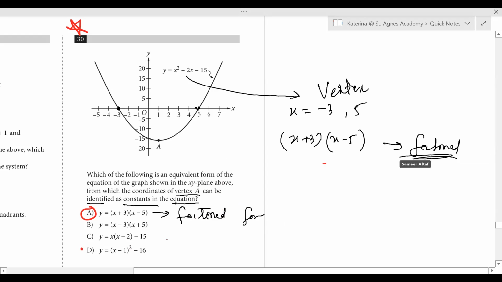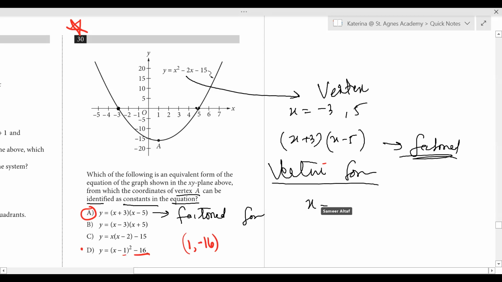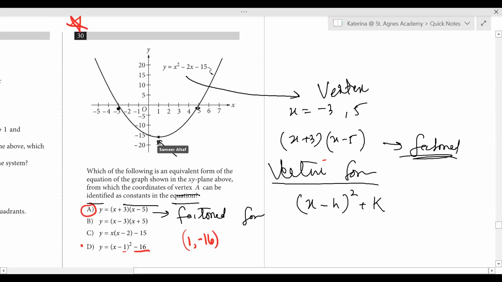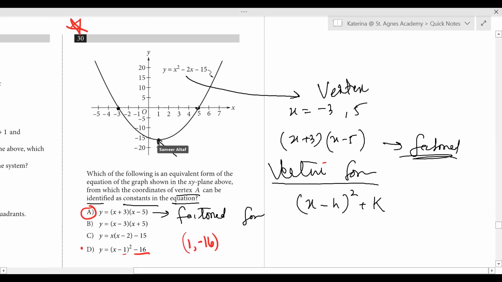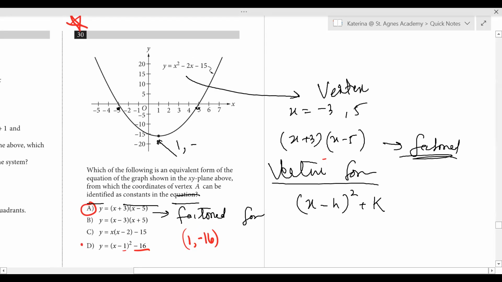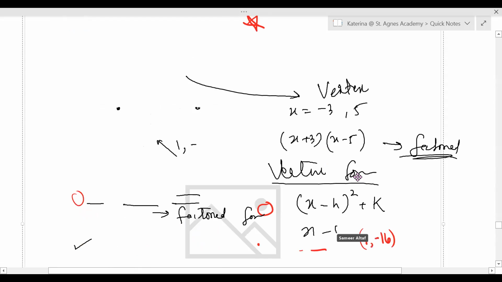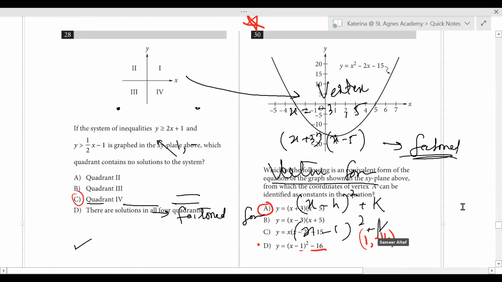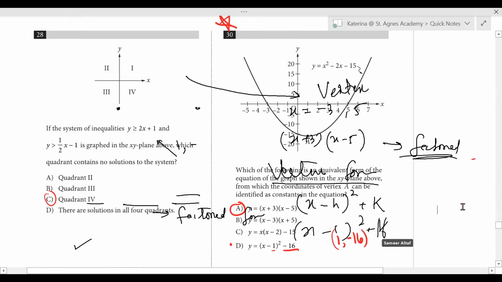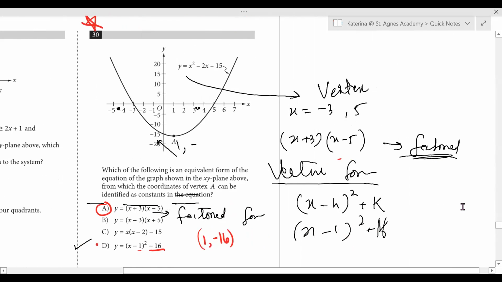Yeah, but it's D because the vertex would be 1, -16. Exactly. So vertex form is x minus h whole squared plus k, correct? Yes. Where h and k are the coordinates of the vertex, and you can see that the coordinates of the vertex are 1, -16. So it's only option D which is confirming that. Right. So x minus 1 whole squared minus 16, and that is the answer. Sorry, I messed that up.